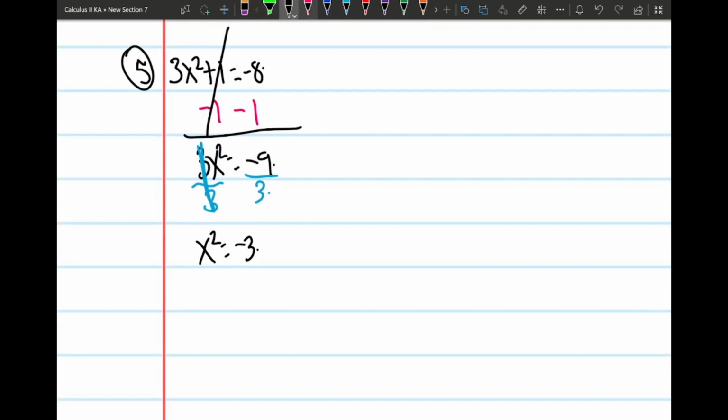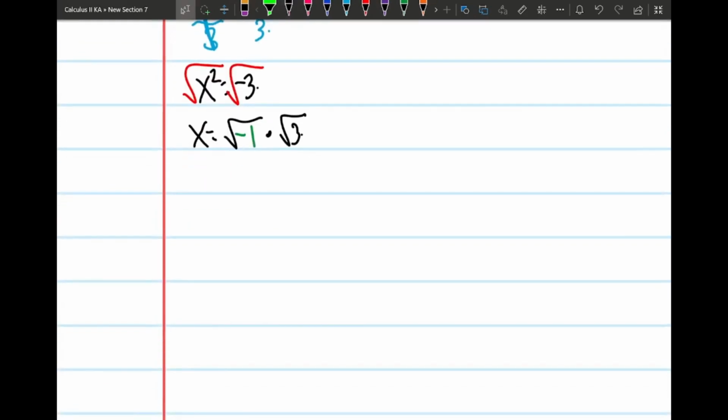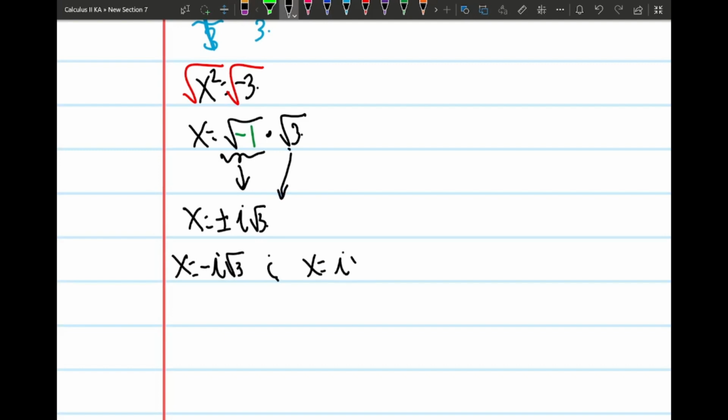And then finally, we're going to go ahead and take the square root of both sides. So then this will be x equals, and again, it'll be the square root of negative 1 times the square root of 3. The square root of negative 1 is going to be i, so x equals plus or minus i times the square root of 3. So our answers are x equals negative i square root 3 and x equals i square root 3. So those are our answers.